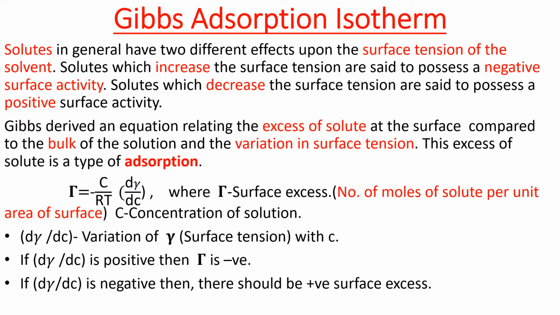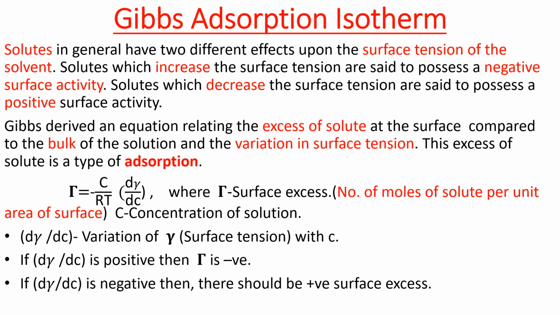Now, the scientist Gibbs derived an equation relating the excess of solute at the surface compared to the bulk of the solution, otherwise called surface excess, with the variation in surface tension. That equation is called the Gibbs adsorption isotherm. So that equation: surface excess Γ is equal to minus C by RT dγ by dC.